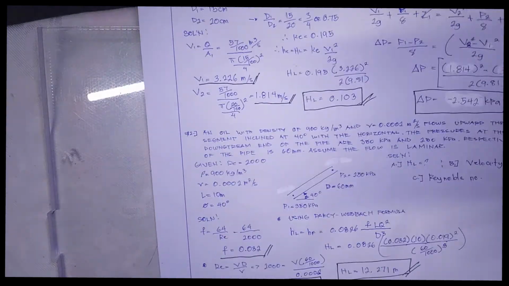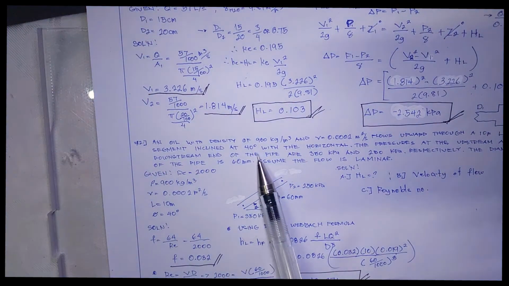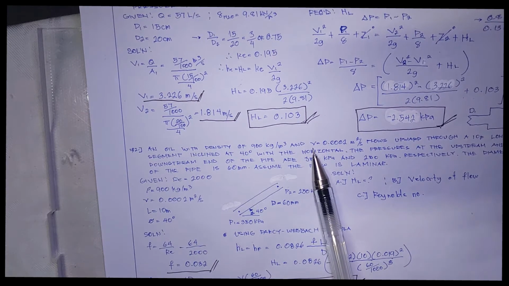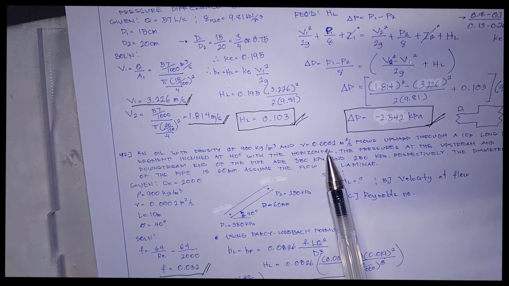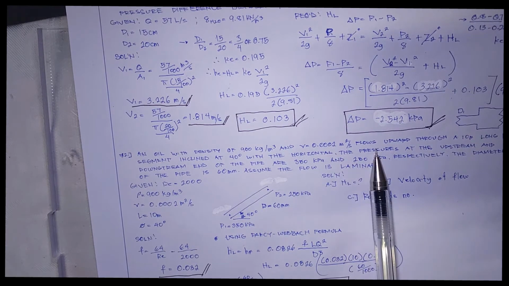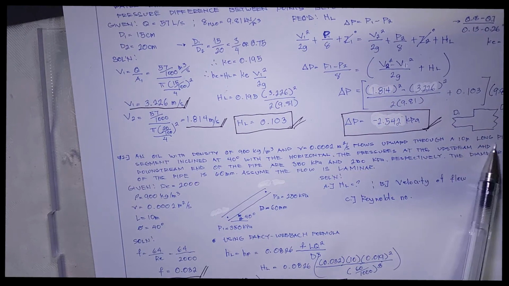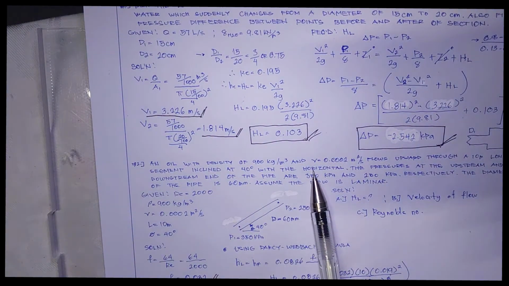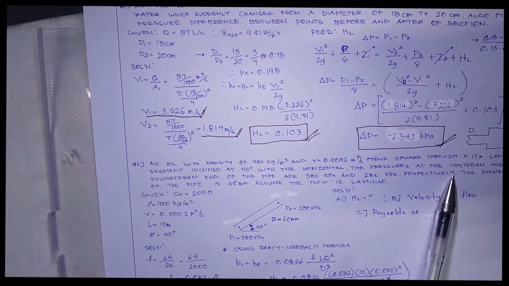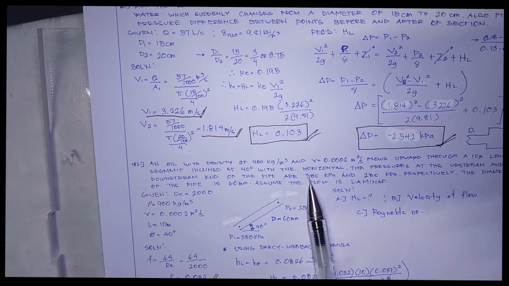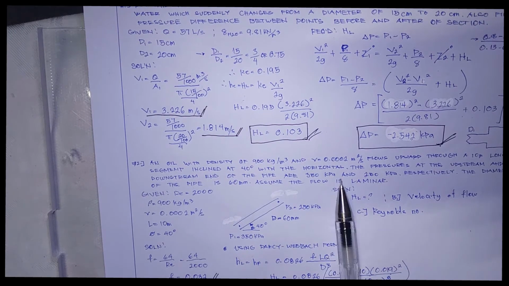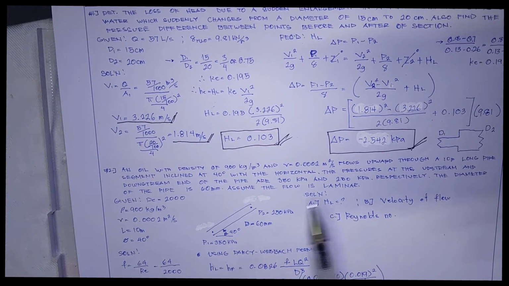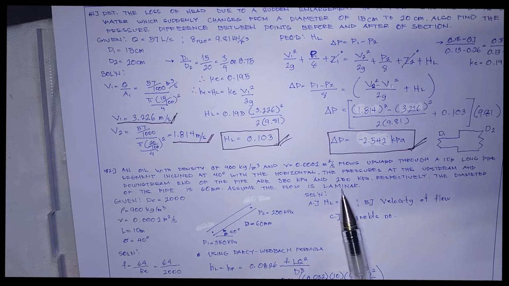And then number 2 problem. An oil with density of 900 kilogram per cubic meter and the kinematic viscosity, which is equal to 0.0002 meter squared per second, flows upward through a 10-meter long pipe segment inclined at 40 degrees with the horizontal. The pressures at the upstream and downstream end of the pipe are 350 kilopascal and 250 kilopascal respectively. The diameter of the pipe is 60 mm. Assume the flow is laminar.